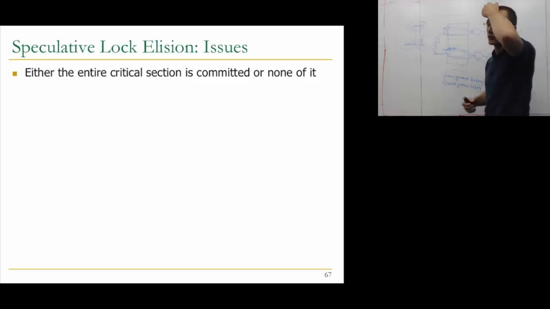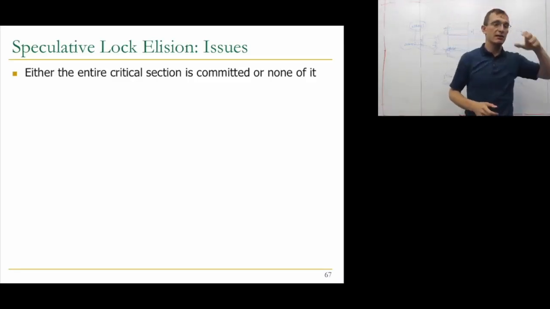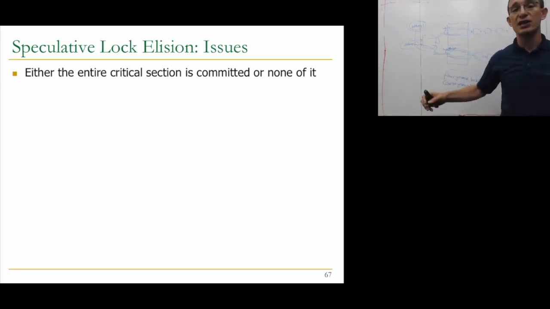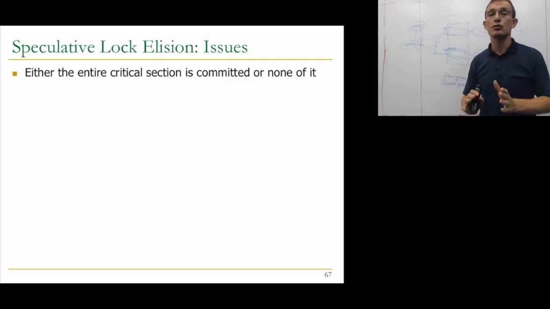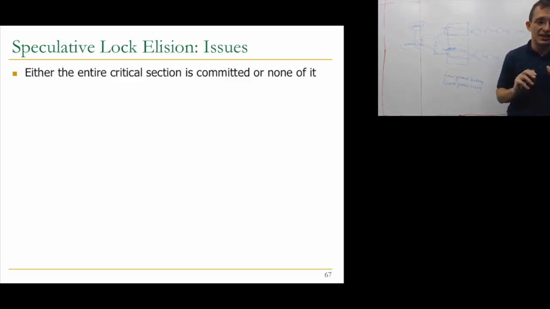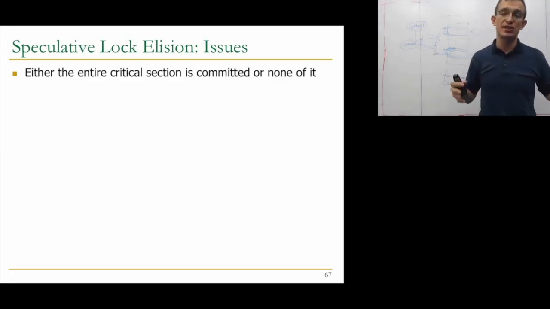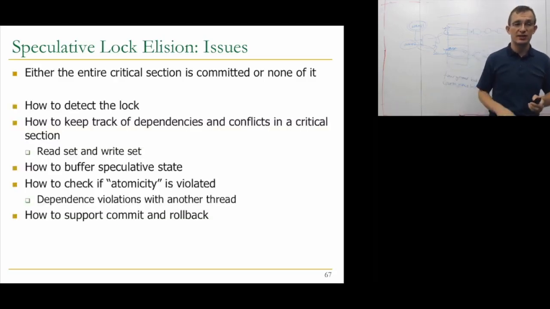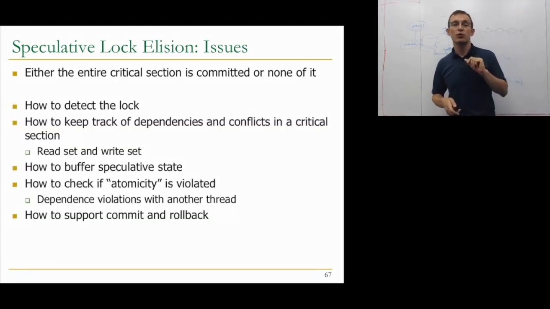Speculative lock elision tries to elide the lock. It assumes that the critical section is not necessary. But the semantics of the critical section still need to be satisfied because it's there for correctness, right? And the semantics of a critical section is that either the entire critical section is committed or none of it. So how does speculative lock elision actually provide that?